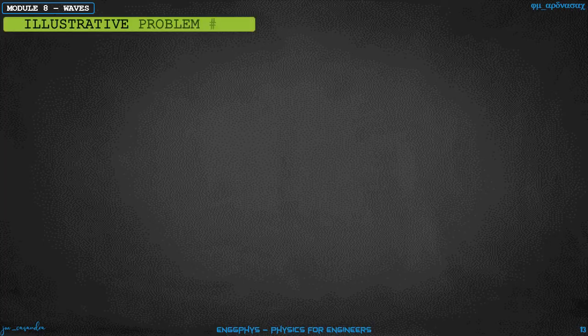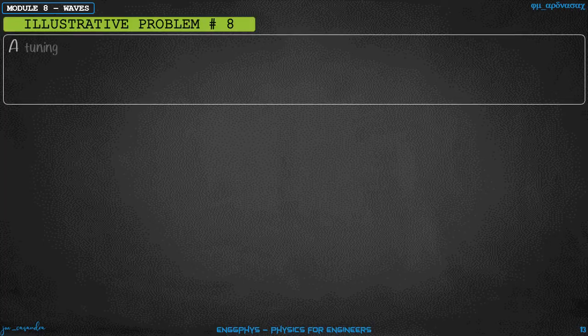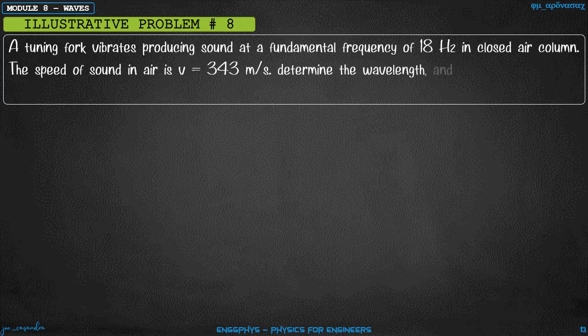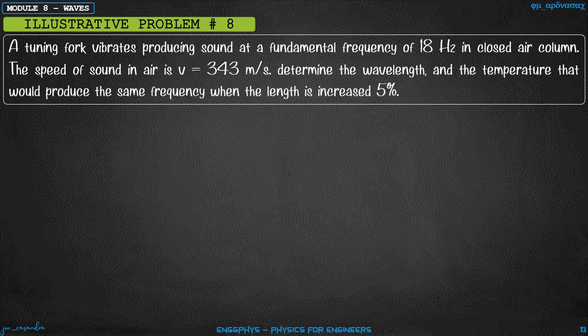So next, we have the next problem, number 8. A tuning fork vibrates, producing a sound at a fundamental frequency of 128 Hz in a closed air column. The speed of sound in air is given at 343 meters per second. Determine the wavelength and the temperature that would produce the same frequency when the length is increased by 5%. So for this problem, we are given the speed at 343 meters per second, and we're also given the fundamental frequency, or your F1, your first harmonic, at 128 Hertz.